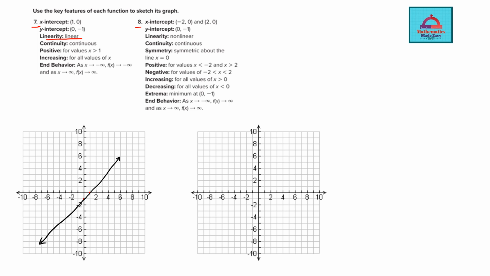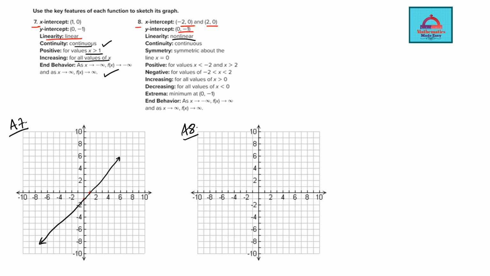Okay, it's going to be continuous, as you see, no break. It's positive for values x more than 1, it's up, and it is an increasing function. Even the end behavior is true. So this is your graph for 7. Let's do the last question, that is 8. Here the graph is going to be non-linear. So first we are going to plot the 3 points of the x and y intercept and then connect them.